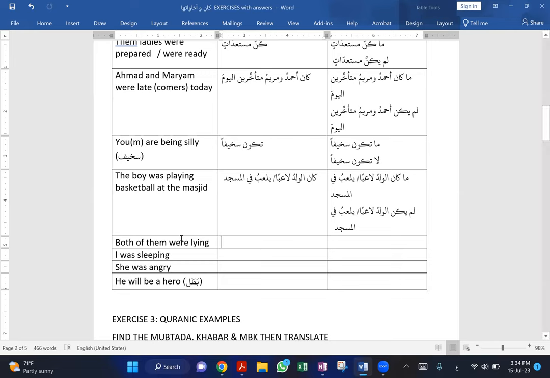So both of them were playing. How do I come up with the Arabic of that? How do I translate that? Both of them were playing.